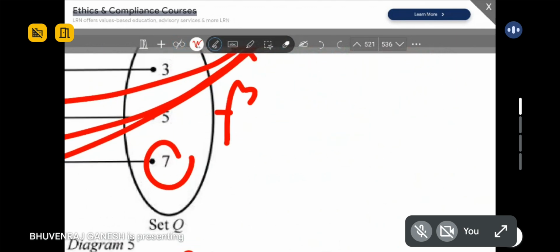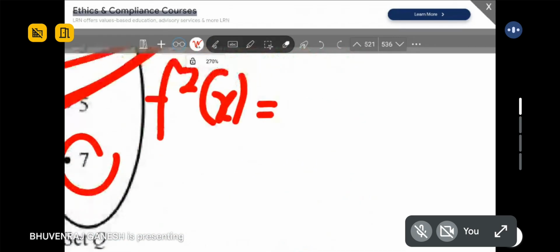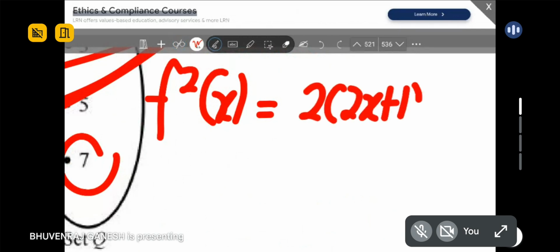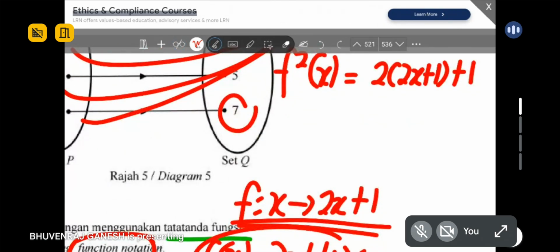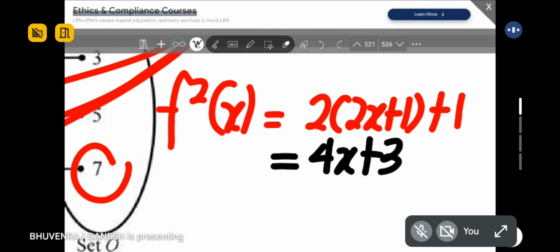Means that you must find f square x. Okay, because kamu sudah ada f(x) kan? f(x) is 2x plus 1. So for f square x, you do composite function. You guys still remember, right? Composite function. 2x plus 1. So you substitute 2x plus 1 inside the x term. Dalam sebutan x. So you get like that. Okay, so then you just do composite function. So 4x plus 3. This is your f square x.